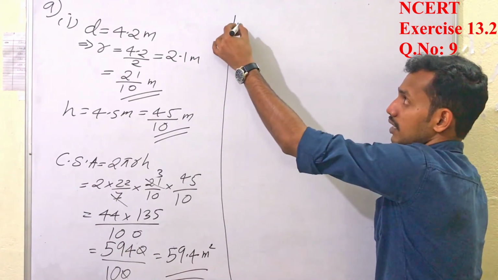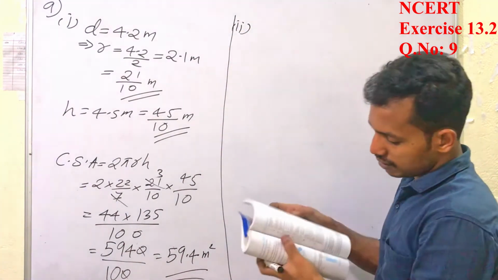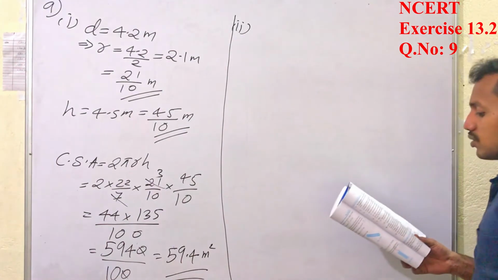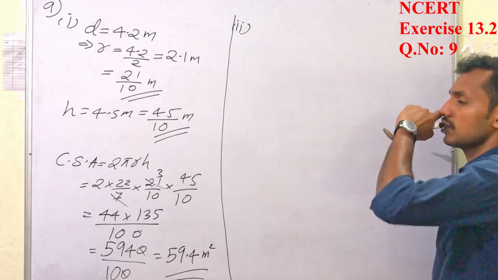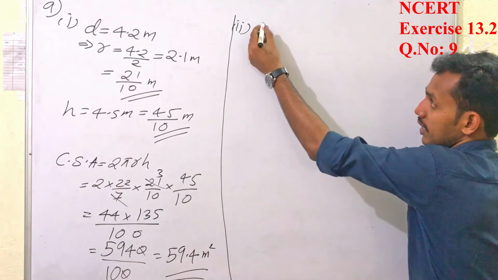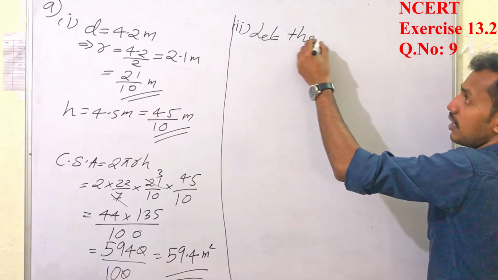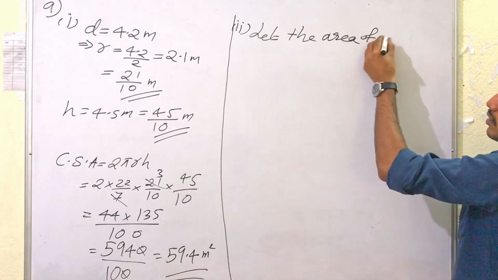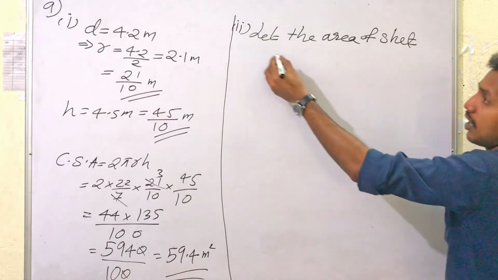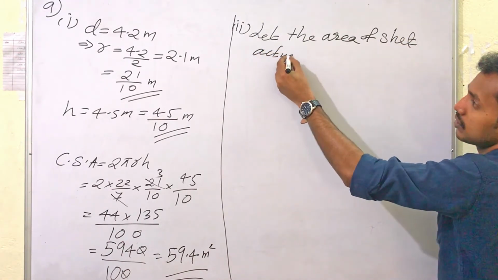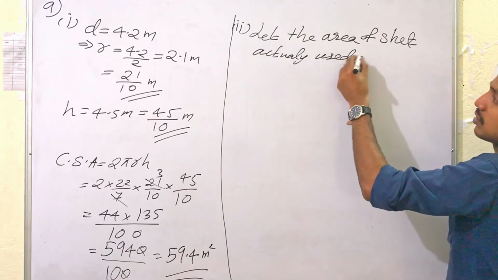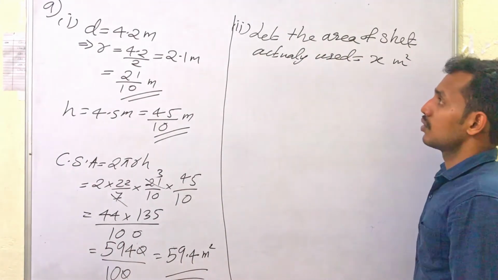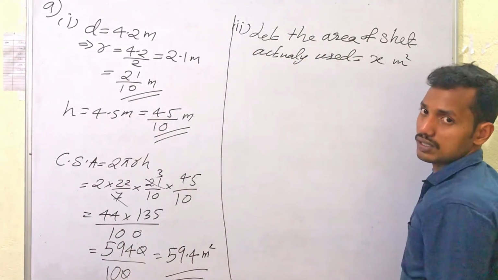Then in case of the second option: how much steel was actually used if 1 by 12th of the steel actually used was wasted in making the tank. So here the quantity we are putting as x. So let the area of sheet actually used be x meter square. Then first we need to find the total surface area of this closed cylindrical tank.